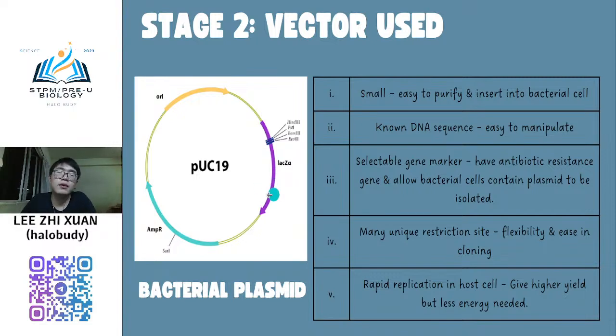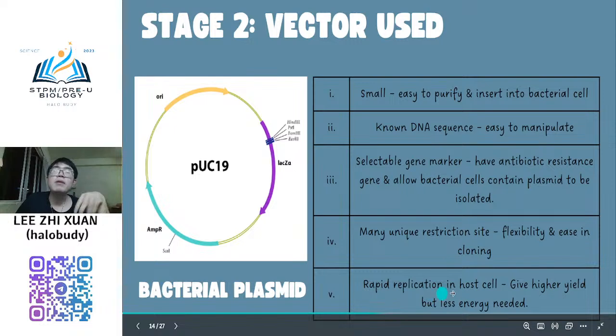Like EcoR1, it will only cut here. It will definitely cut here, and the other parts it will not cut, because only this part contains the restriction site of EcoR1. The other parts don't have it, so it will not cut. So EcoR1 will cut here only. So this is what we call a very unique restriction site.